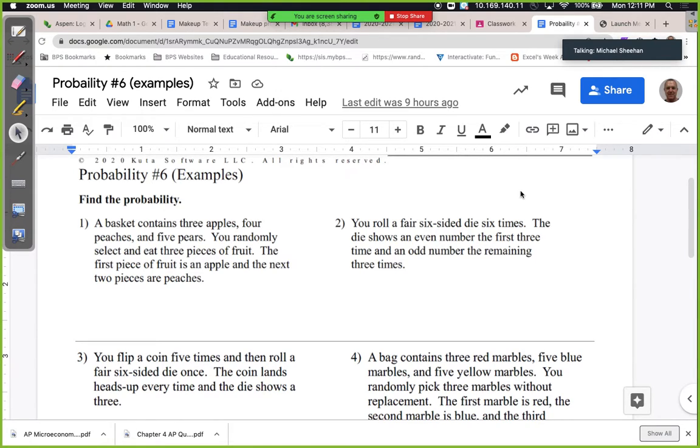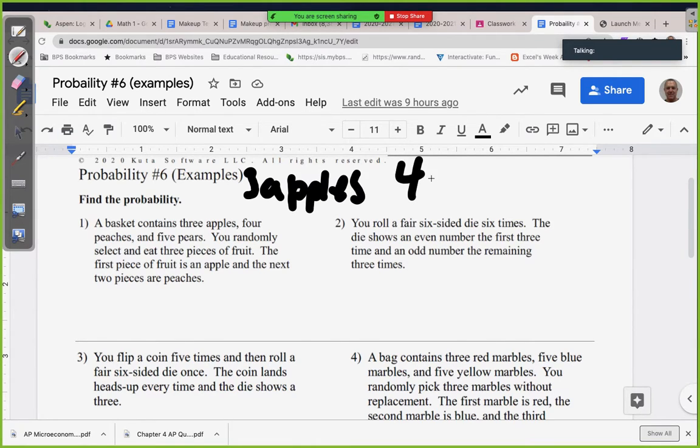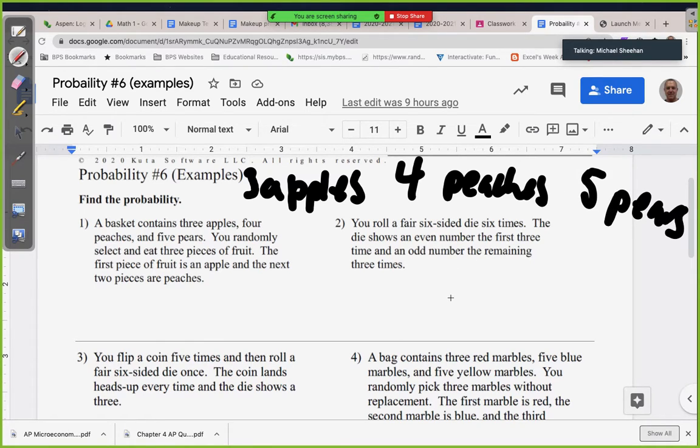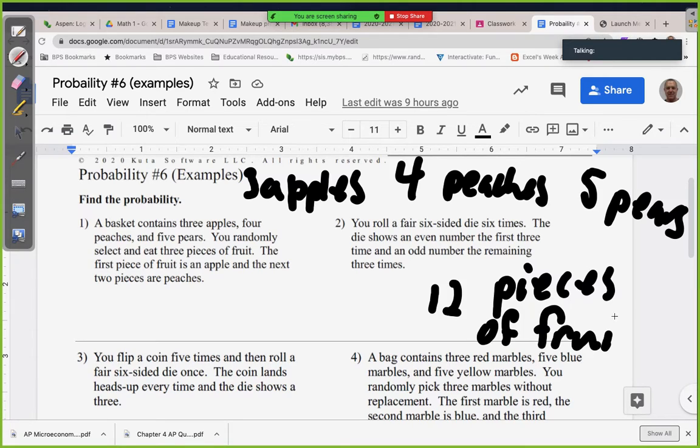It says a basket contains 3 apples, 4 peaches, and 5 pears. And by now in this type of problem, we're always thinking, what's the total? There's 3 apples, 4 peaches, 5 pears. So that's 3 plus 4 plus 5, that's 12 pieces of fruit. All right, and we're reaching in, we're selecting some fruit, and we always want to pay attention to, are we putting it back or are we taking it out and keeping it out?